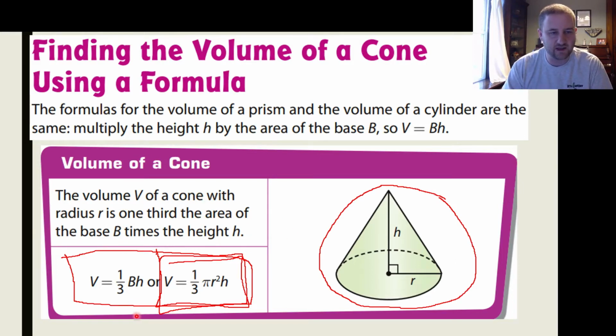The volume of a cone with radius r is 1/3 the area of the base times the height. The base is a circle, so the area of the base is just pi r squared. Then you take that times the height, and then you multiply it times 1/3. Go ahead and write that down so that you have it handy for the rest of these examples.